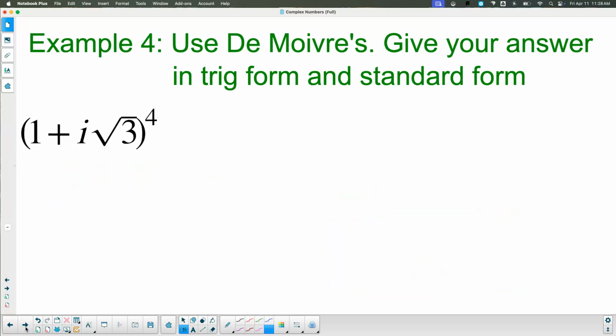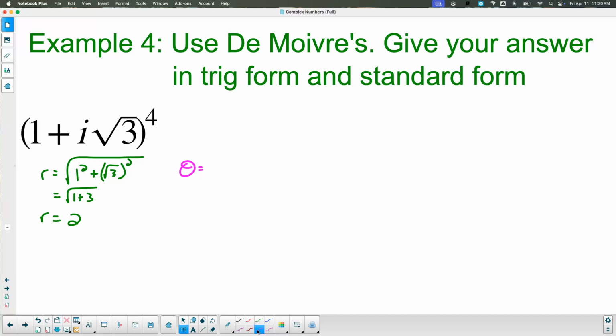You try that one. Done. All right, so we got an R value here of, it's going to be 1 squared plus the square root of 3 squared. So that's going to be 1 plus 3. So I got an R value here of 2. Do we agree with an R value of 2? Yes? Because you should. Okay.